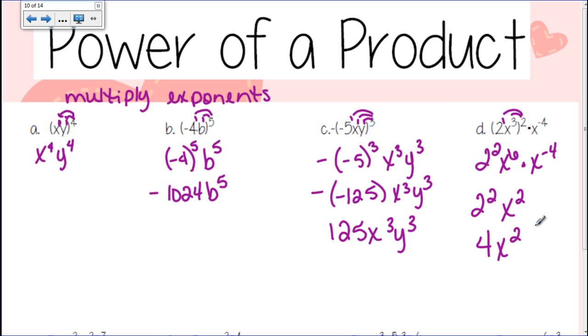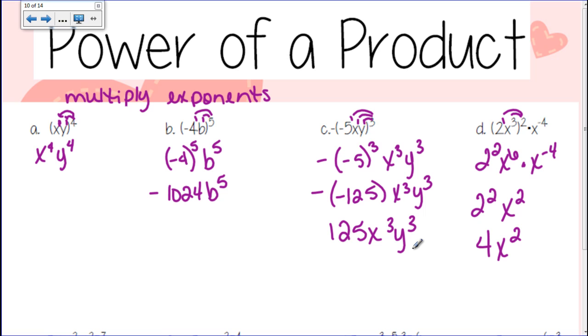I could have moved this x to the negative 4 down into the denominator and dealt with it that way, but we haven't talked about division with exponents yet, so you would not have come up with exactly the same answer that I did. So I would just add my exponents together and hope that it works out the negative. If it doesn't, then move things. But I would add my exponents together first.